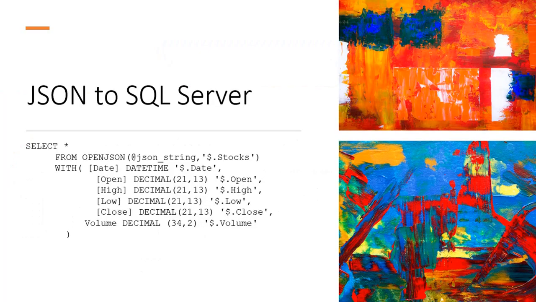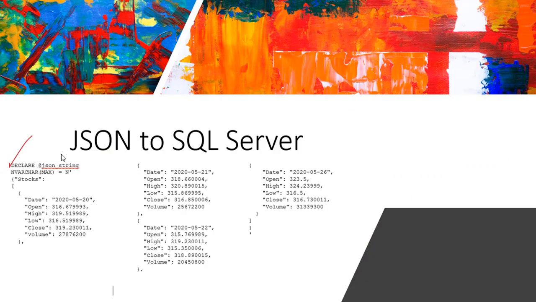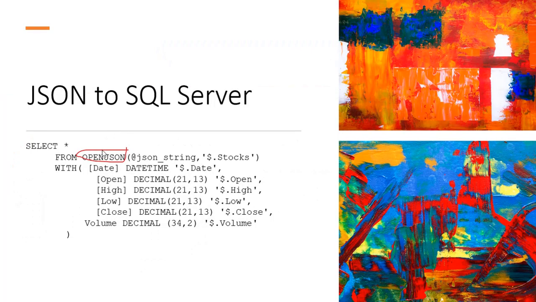Now here is the query that's going to convert it into columns and rows. Select star, and here we use OPENJSON, and we pass it our @JSON string. Remember, @JSON string was declared here, so we have @JSON string, and the root is stocks.